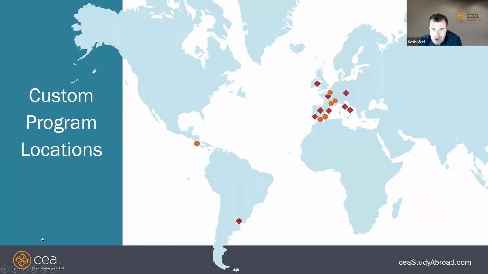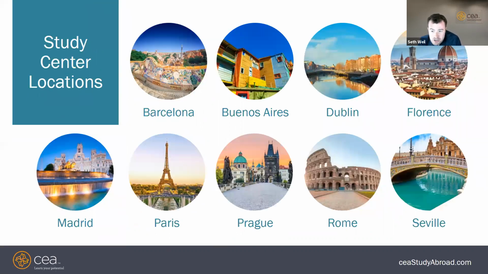So let's talk a little bit about the locations where we can offer custom and faculty-led programs. As you'll see from this screen, we have quite a few locations available. Our CEA study centers shown here have full service student and faculty support, as well as extensive experience in the areas of curricular development, program management, and experiential learning. We have our own classrooms and spaces offering all the amenities you'd expect from an educational institution.